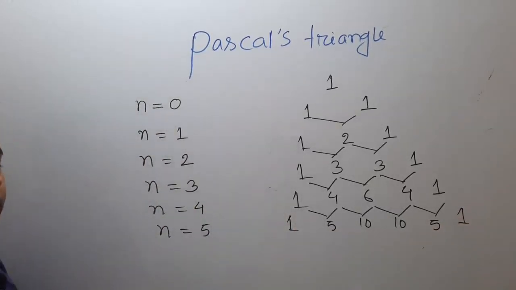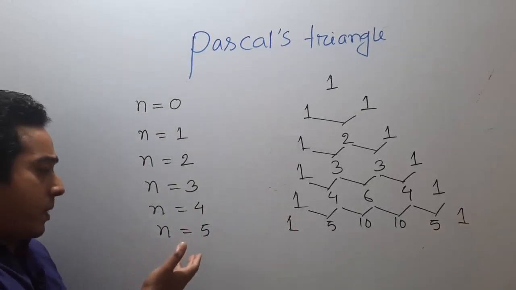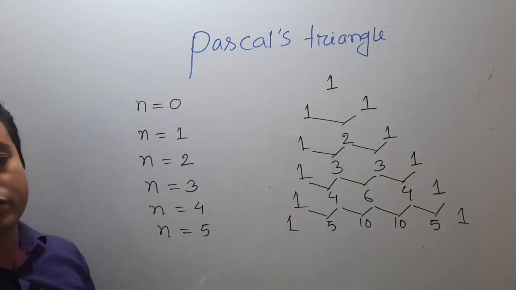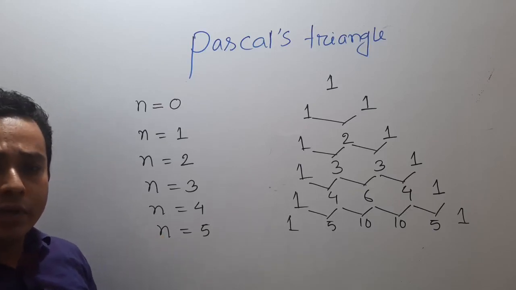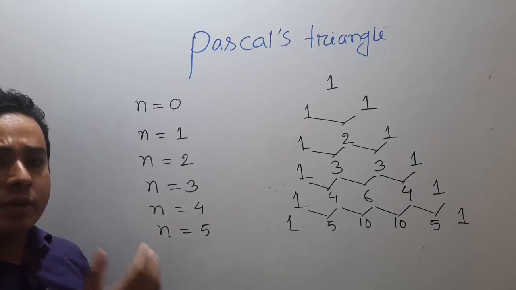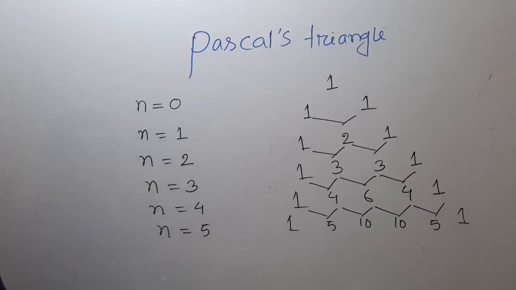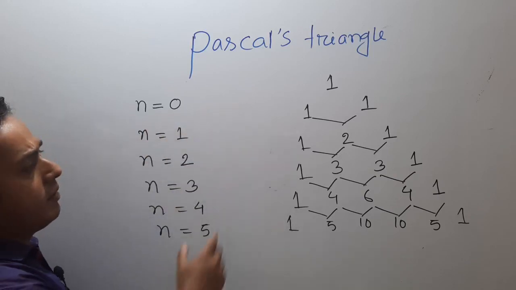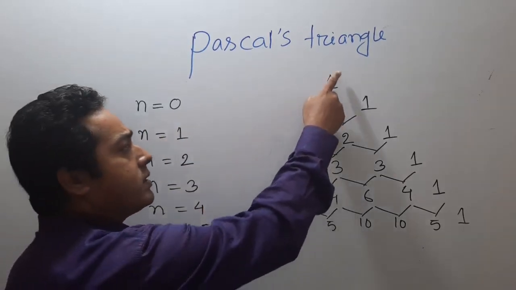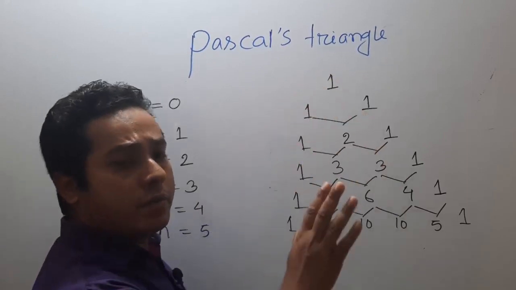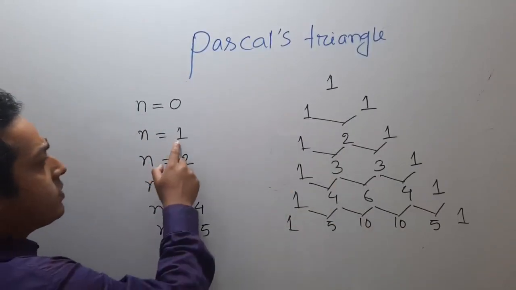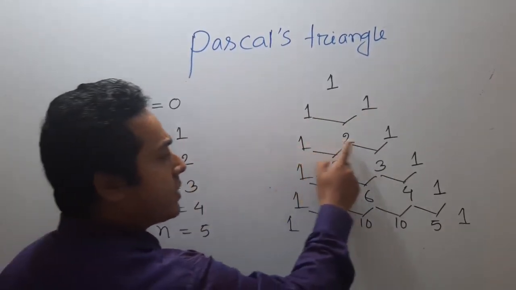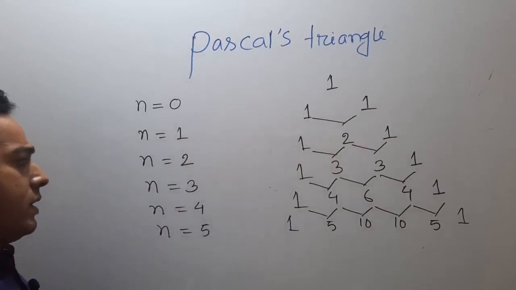And we can construct for n is equal to 6 and continue for any value of n. If n is equal to 0, then this is 1, and 1 is the coefficient of the binomial expansion. If n is equal to 1, then these are the coefficients. If n is equal to 2, these are the coefficients of the binomial expansion.